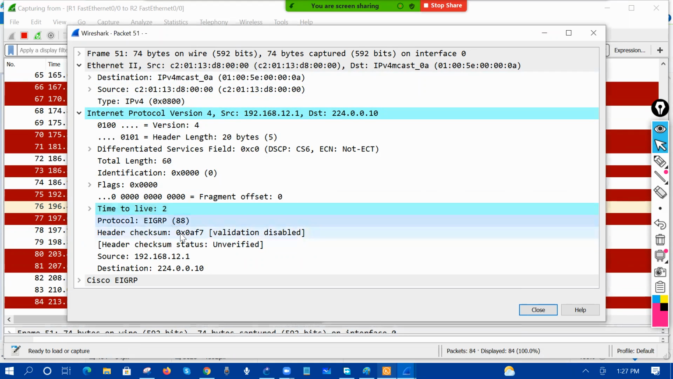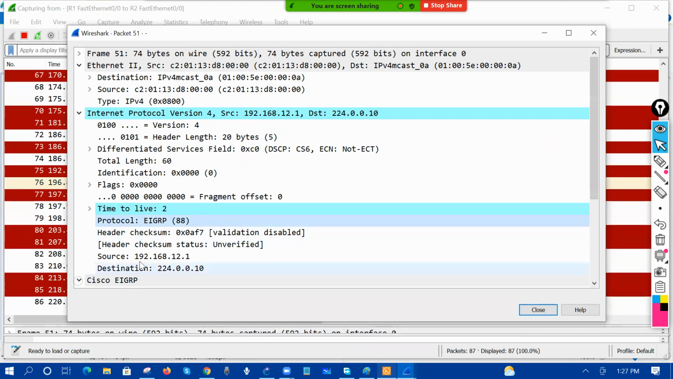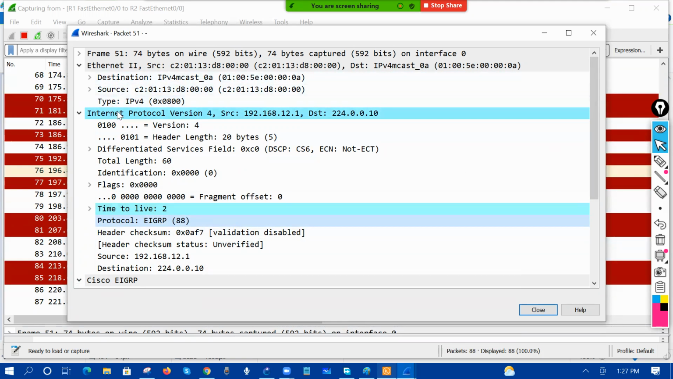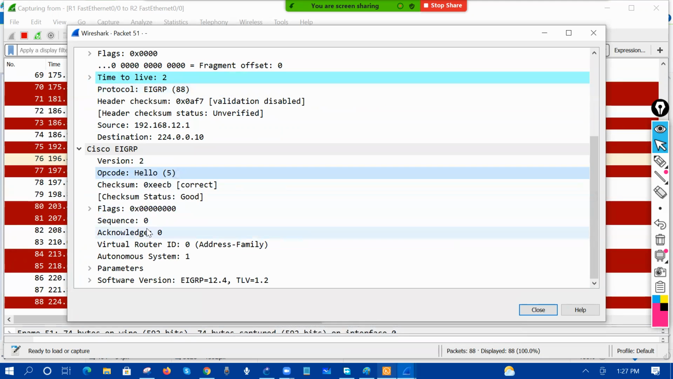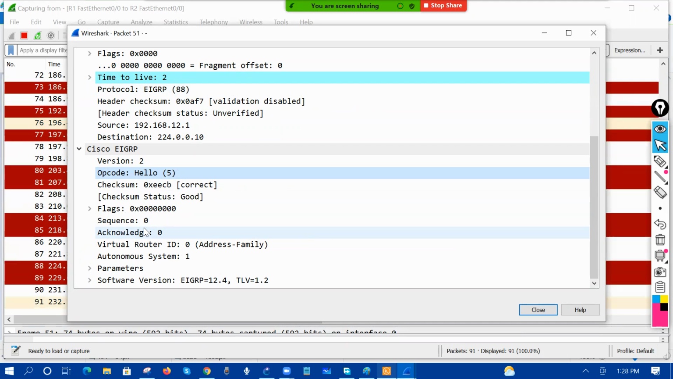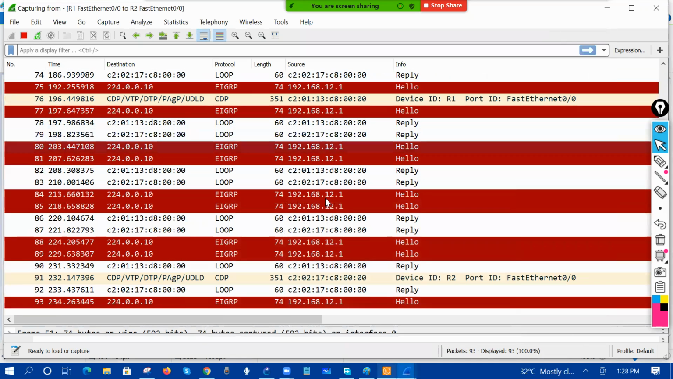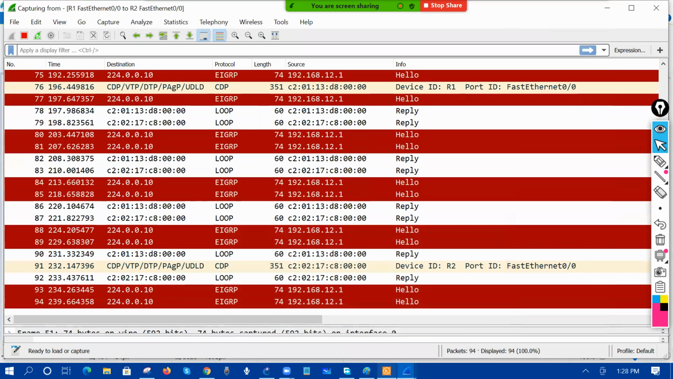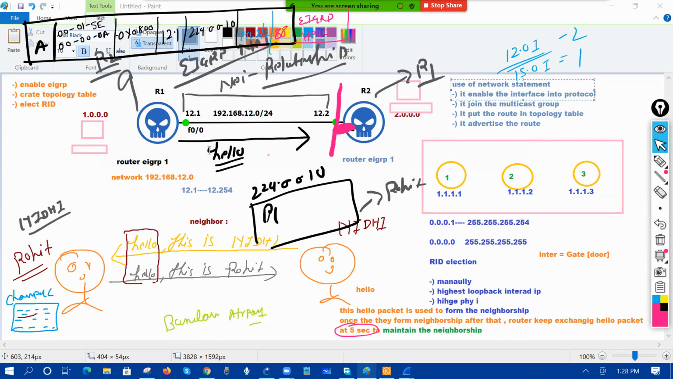What's our EIGRP protocol number? 88. And now all this EIGRP packet is going to be encapsulated with the IP header, right? And now this is the EIGRP hello packet. This keeps sending. Are you able to see any packet that's coming from 12.2? Only 12.1, because right now R1 keeps sending, but R2 is dropping, right?